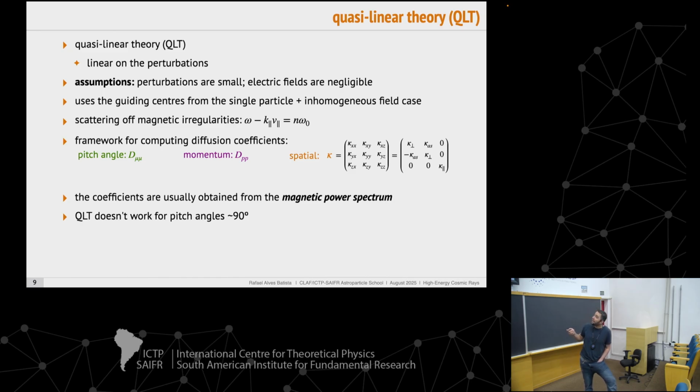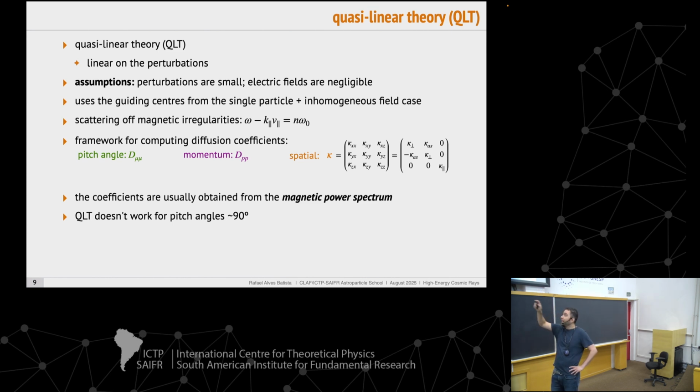And then you use the guiding center from the single particle. So essentially, the homogeneous case that is written here at the board. This formalism gives you the guiding center. Then the wiggle room, so the motion around the guiding center. This is the inhomogeneous case of a single particle. And you do this treatment considering an ensemble of particles.